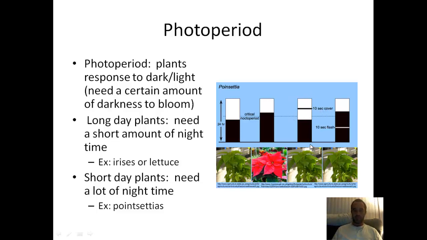blooming. And this one's even cooler. So you can imagine your poinsettia plant is sleeping, and what they've done is they've flashed light on the poinsettia for 10 seconds only. So just a 10-second flash of light, even though you gave it all of these hours of nighttime, look at our poinsettia plant. No blooming. So this is showing the photoperiod for a short day plant like a poinsettia.